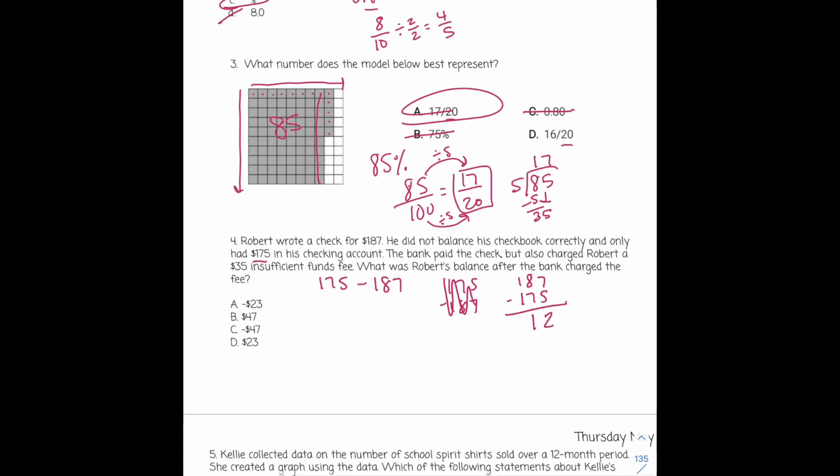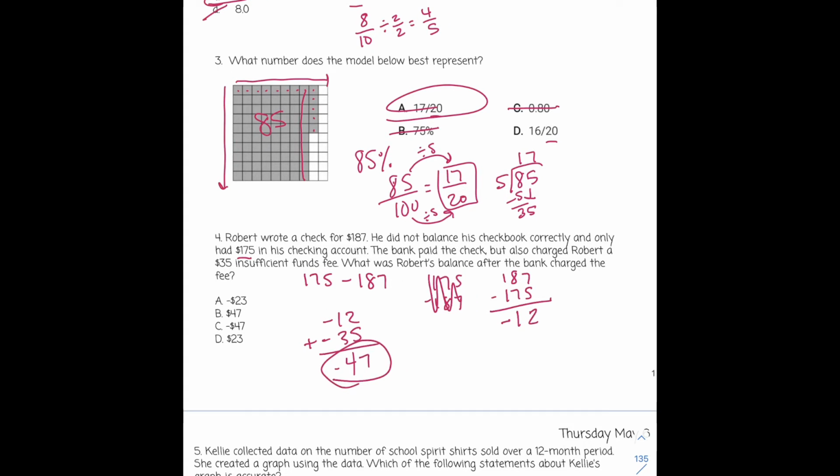18 minus 17 is 1, so 12. But I know that I don't have $12. I have negative $12. That's what I was trying to say. Okay, so now we have negative $12, and we have to subtract 35 more, which is also the same thing as adding a negative. So 2 plus 5 is 7, 1 plus 3 is 4. I know that I have negative $47.